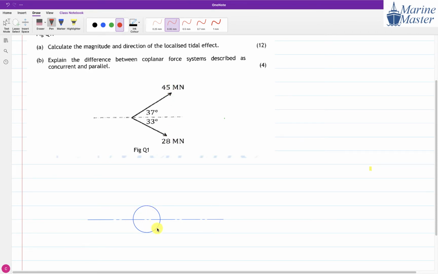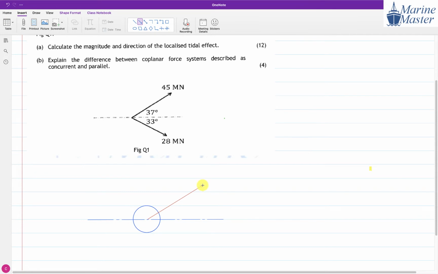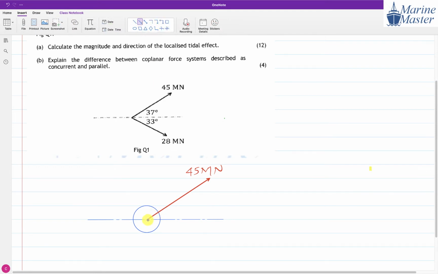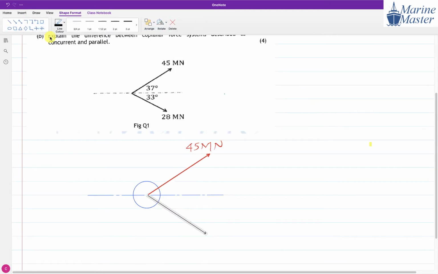Did you get the meaning of oil rig? Yes. And here the oil rig is supported by two support vessels. One is creating a force of 45 meganewton. And another support vessel is creating a force of 28 meganewton. So this will be what?